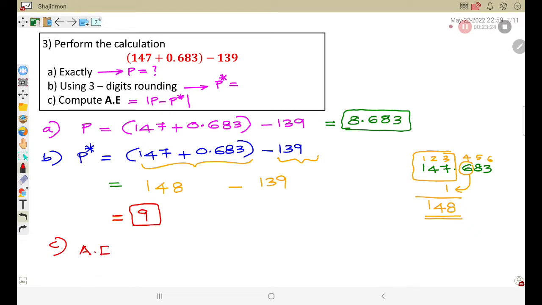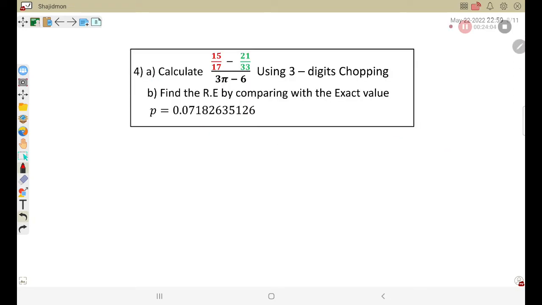Absolute error equals. Okay, when we are doing the calculation in 3 digits, how much error coming in the calculations? Absolute error equals absolute P minus P star. Correct? What is P? 8.683 minus what is P star? 9. So what will be the answer? 0.317. So that is the absolute error in the calculation. So it is easy. I hope you understood this idea also. Now we will go to the fourth question.